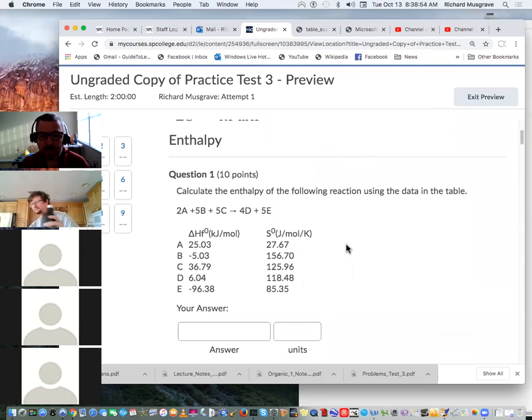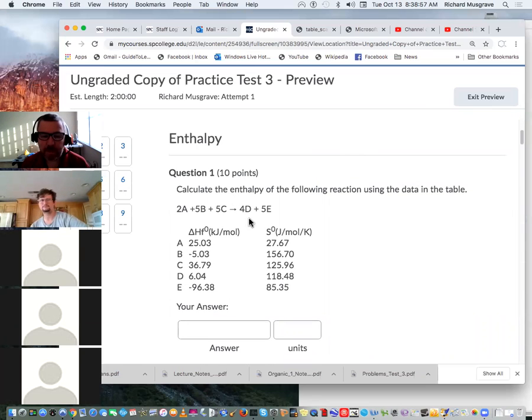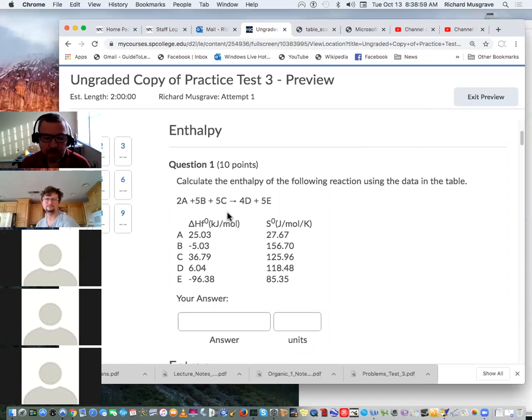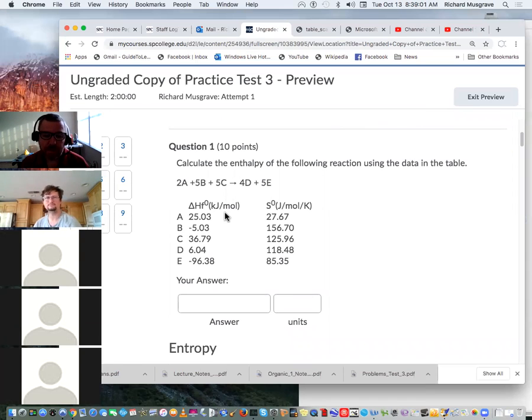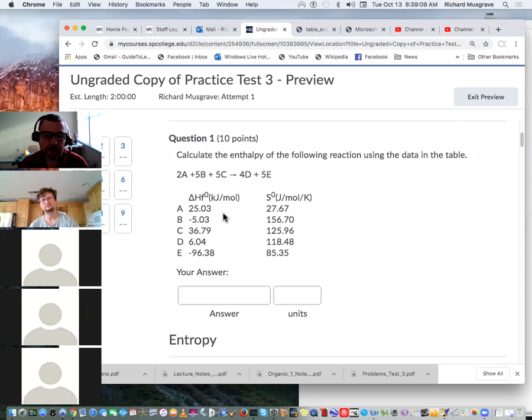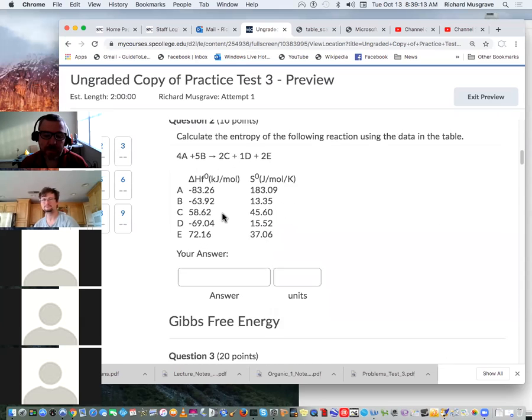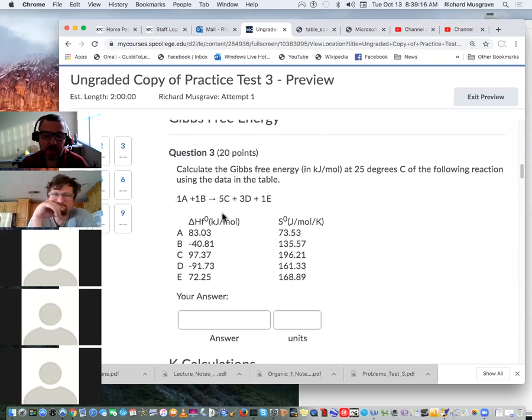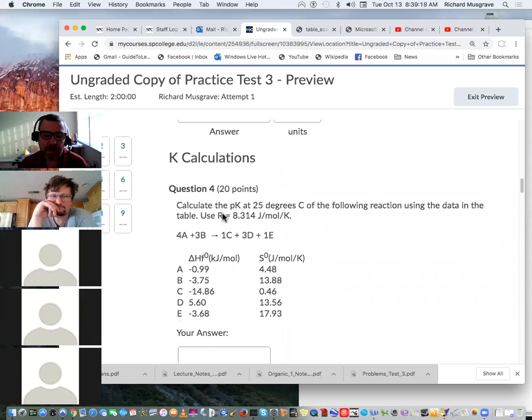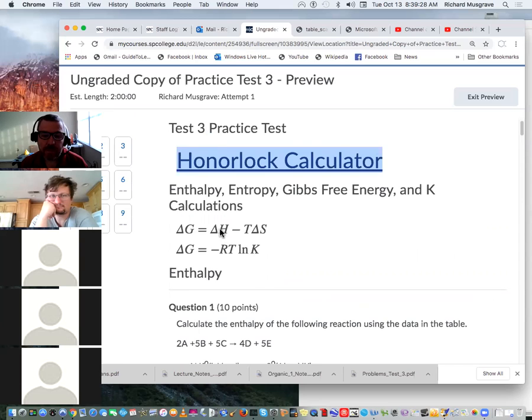So question 1, calculate the enthalpy. Again, you've got the fake reaction here. You'll get the delta H by just doing the equation. You'll notice that you don't really have to look anything up because it's all given to you. Same with the entropy, do the same thing. Gibbs free energy, do the same thing with that. And the K, you do the same thing here, except we're looking for pK. And I'll give you the R value in the actual question. And the equations are back up here at the top.